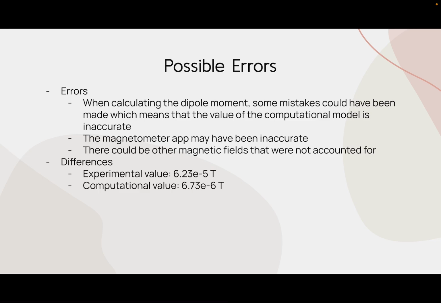Some possible errors were that when calculating the dipole moment, some mistakes could have been made, which means the value of the computational model is inaccurate. Also, the magnetometer app may have been inaccurate, or there could have been other magnetic fields that we did not account for. The experimental value we got was 6.23 e to the negative 5 Teslas, and the computational value was 6.73 e to the negative 6 Teslas. So there's a tiny difference.